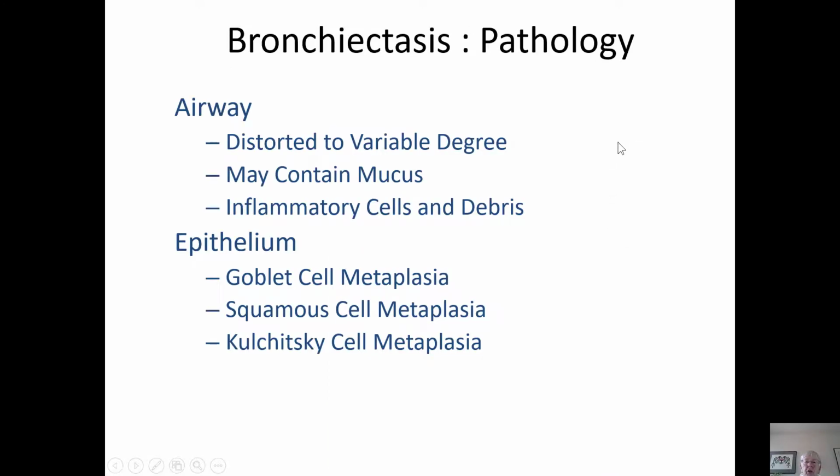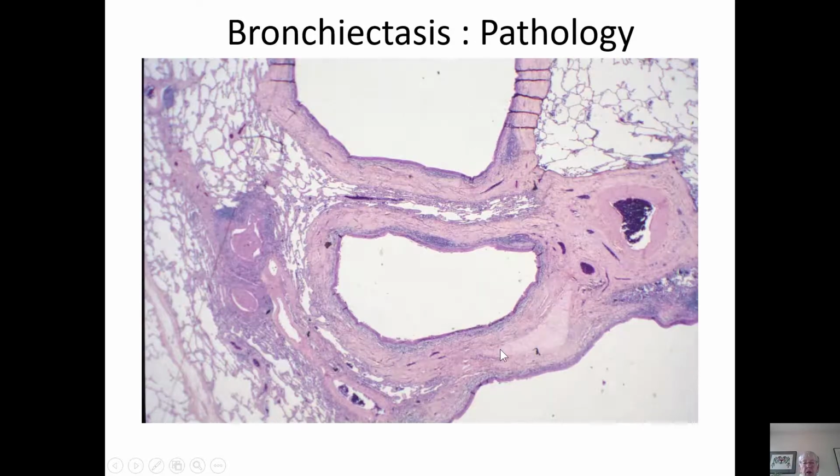The pathology of bronchiectasis is similar, regardless of etiology. So the airway is distorted to a variable degree, as in saccular or varicose bronchiectasis. It may or may not contain mucus. It may or may not contain inflammatory cells and debris. The epithelium shows the usual metaplastic changes of goblet cell metaplasia and squamous metaplasia, and the interesting change of Kulchitsky cell metaplasia. I'll show you these.